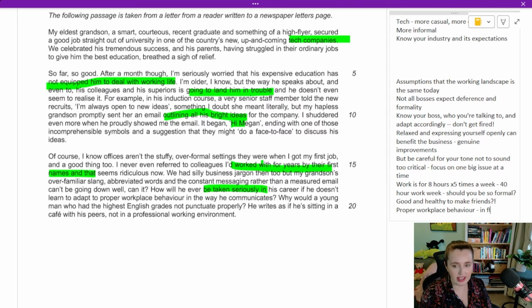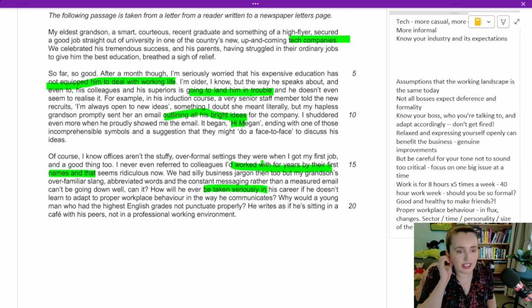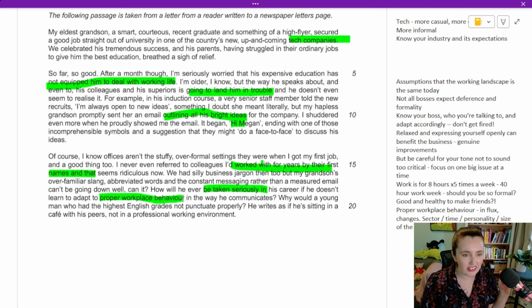I would say proper workplace behaviour changes. It's in flux. It changes depending on the sector, the industry that you're working in, depending on the time, depending on even just the personality of your boss, the size of the business. Like, she's talking as though there is a single way that you behave in the workplace, proper workplace behaviour. In my experience, that's just not true.